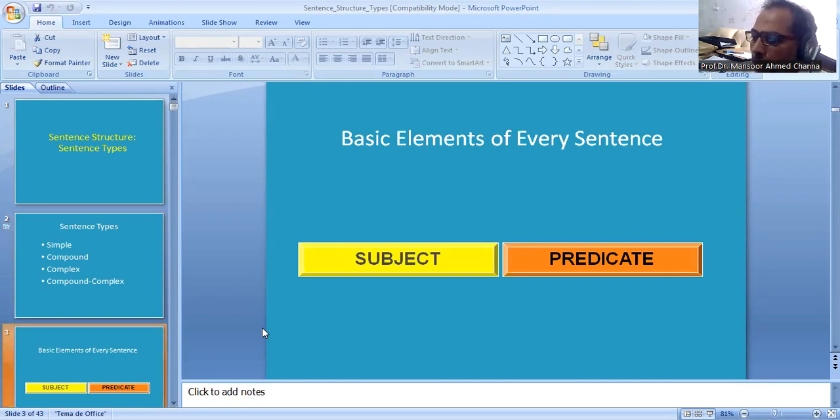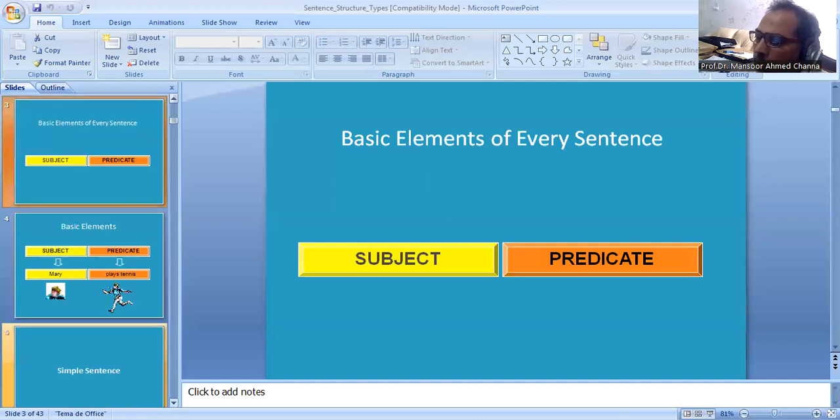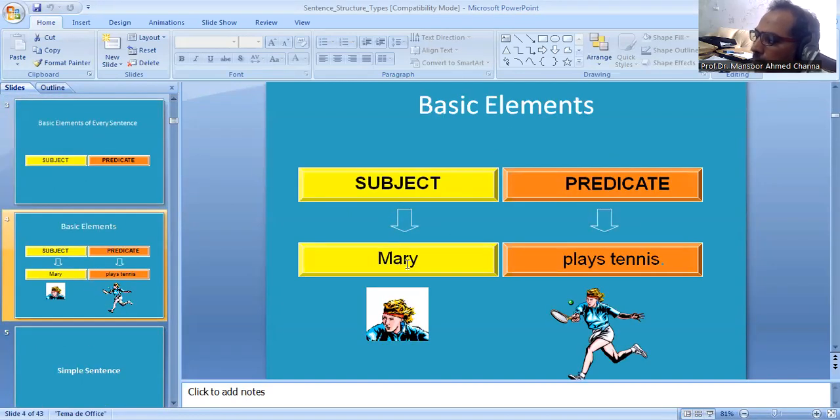So if we find any sentence, we can see there are two parts of a sentence. In every sentence, there are two parts. These two parts are known as subject and predicate. What is subject? If we see here, subject Mary, predicate please dance. The subject is the person who is going to do anything. In a simple subject, the doer is the person who is going to perform any action.